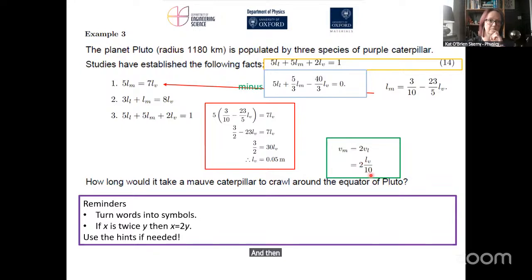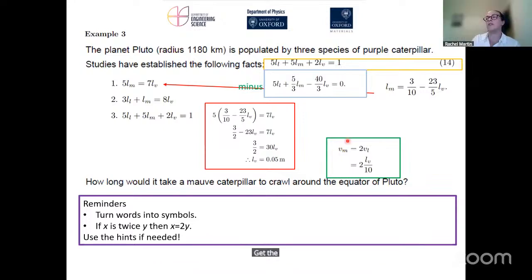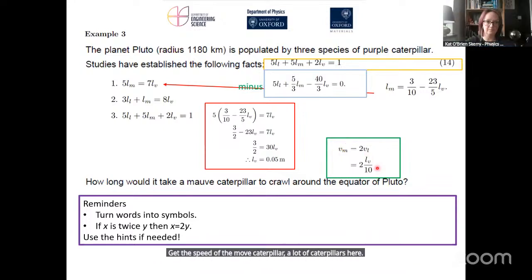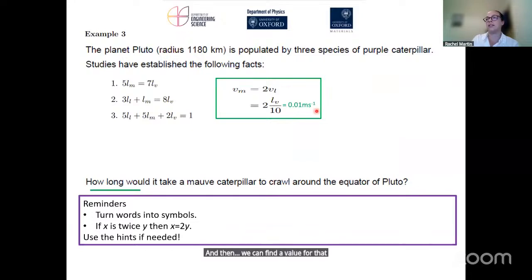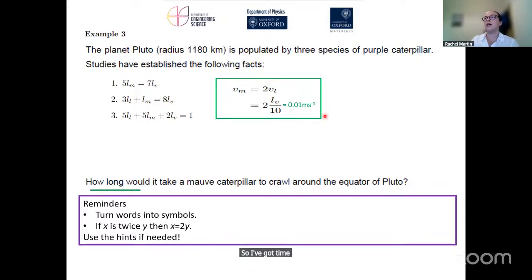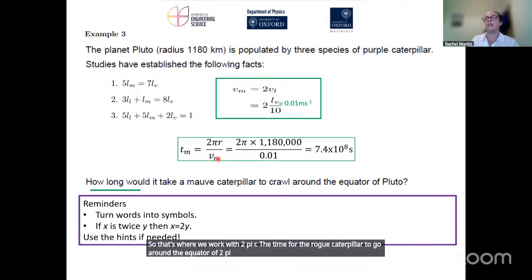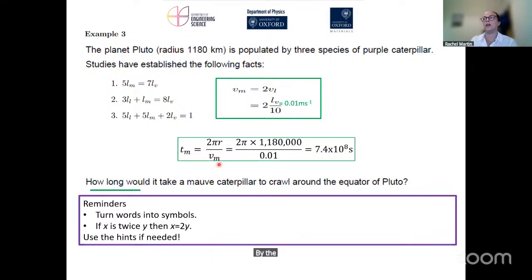And then once we've got the length of the violet caterpillar, we can substitute that in, get the speed of the mauve caterpillar, a lot of caterpillars here. And then we can find a value for that speed. And once I've got speed, the goal of the question is how long it would take it to crawl around the equator. So I've got time, I've got speed, I've got radius, but the equator is modelled as a circle. So that's where we work with 2 pi r: the time for the mauve caterpillar to go around the equator is 2 pi r, divided by the speed that we've just worked out. And that's how we get that final step.